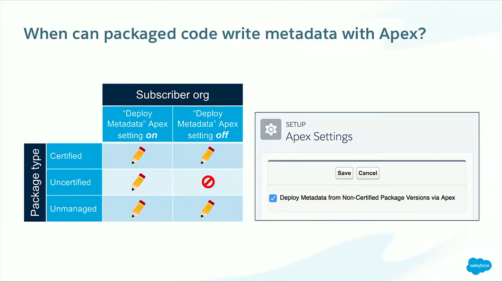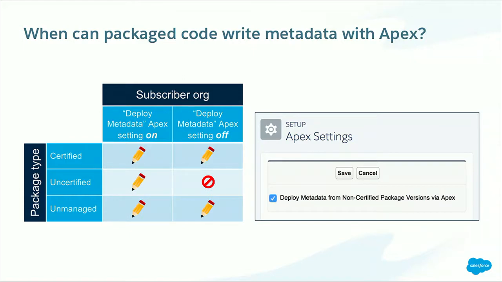One of the things that we've done for security is to make sure that only trusted apps can make metadata changes through Apex. And by trusted apps, we consider the unmanaged package in the bottom row there to be trusted because in the subscriber org, you can inspect the code and make sure it's doing what you want it to do. And the certified package in the top row there is something that Salesforce has been able to inspect the code of, and we also have a relationship with the vendor, so if anything were to go wrong, we know how to get a hold of the developer.